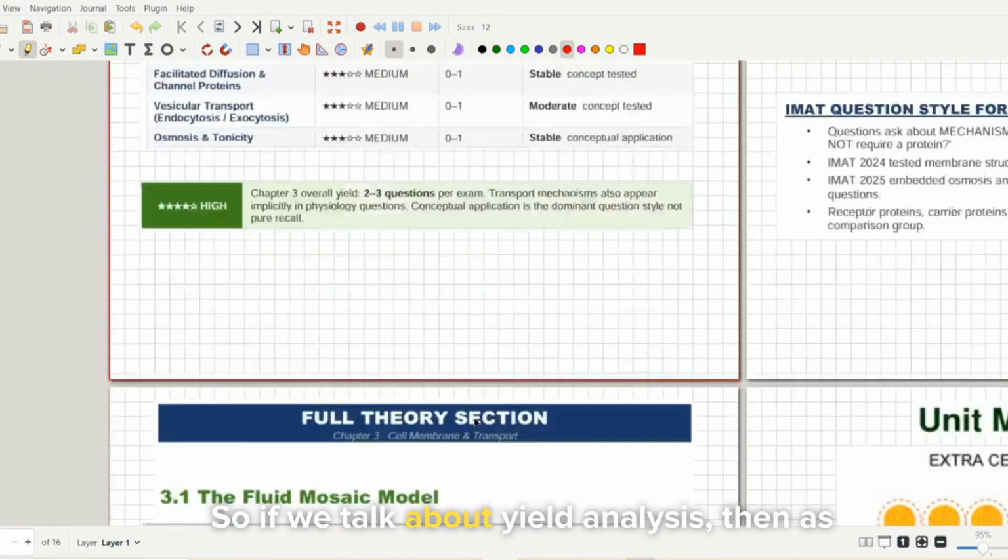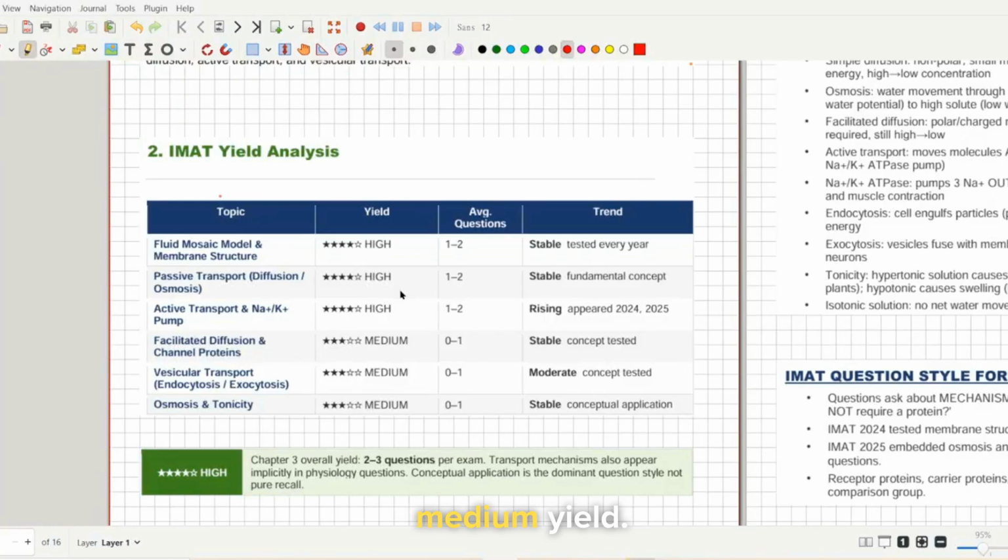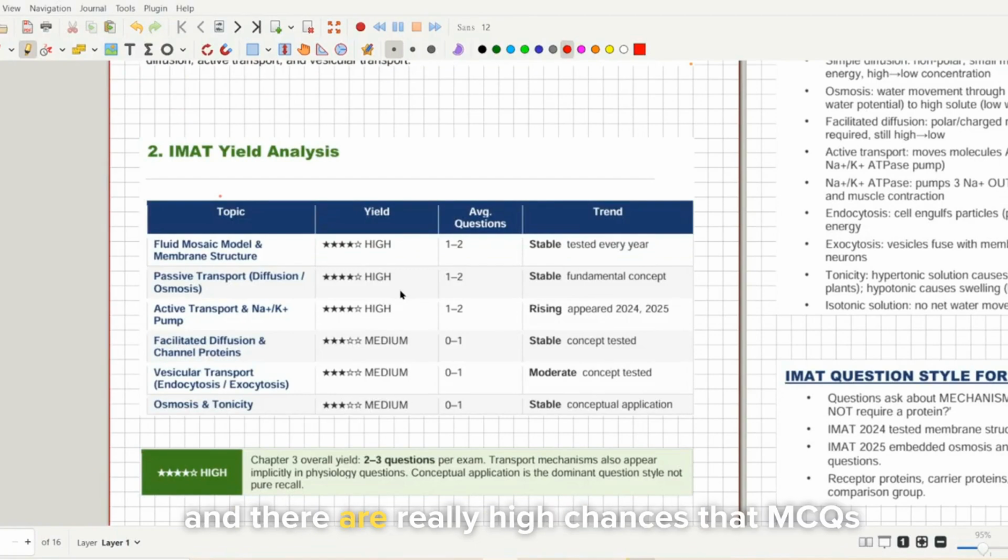If we talk about yield analysis, as you can see, this topic is really high yield, and the topics related to it are medium yield. That means all the things that we are studying today are really important, and there are really high chances that MCQs are going to appear from these topics. So without wasting time, let's start our lecture.